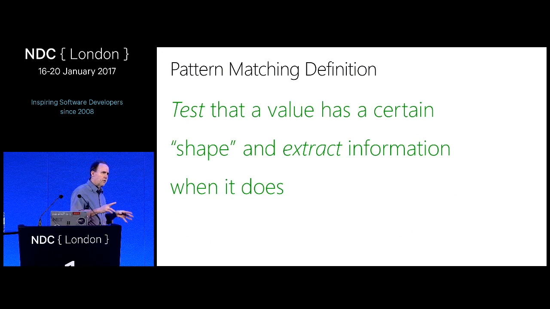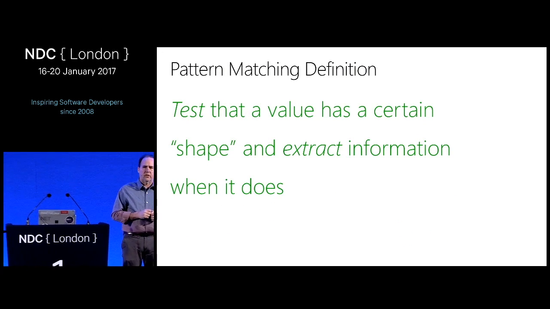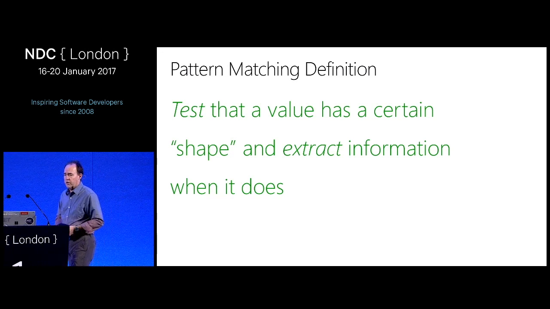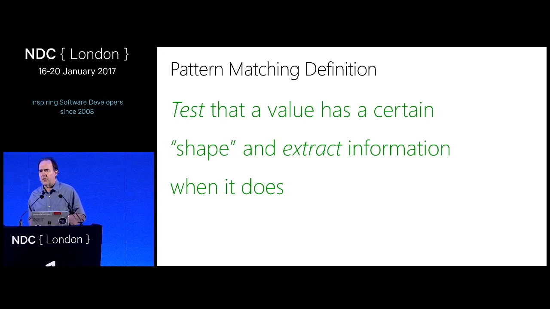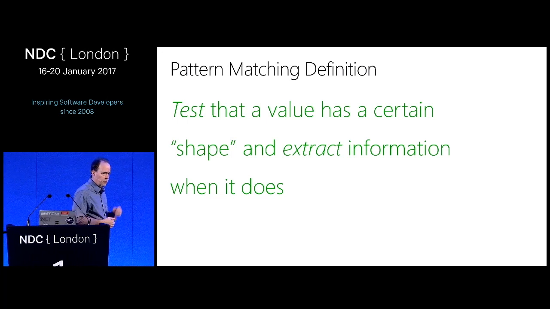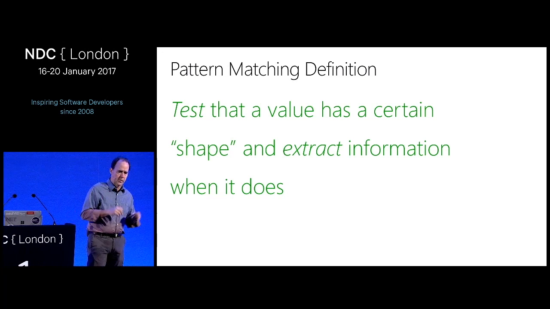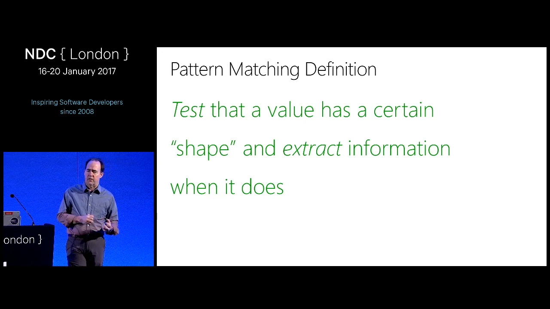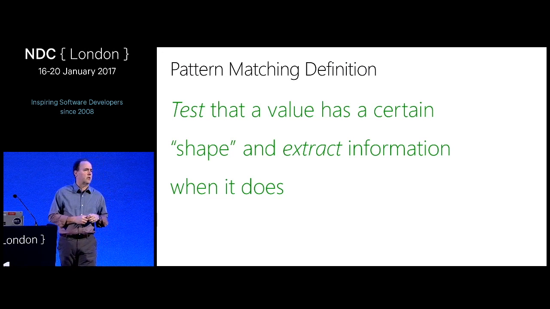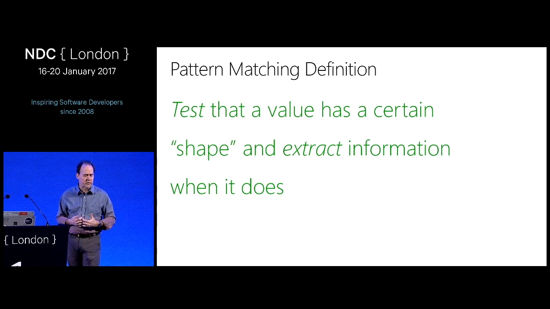Okay, so let's look at pattern matching as a definition and what it means for C# developers in terms of what you've already done with code and the kinds of things that we're going to do. The definition I want to use for pattern matching is that we are going to test that a value or variable has a certain shape and extract information when it does. So there's three keys to that definition in terms of what we're going to learn about pattern matching.